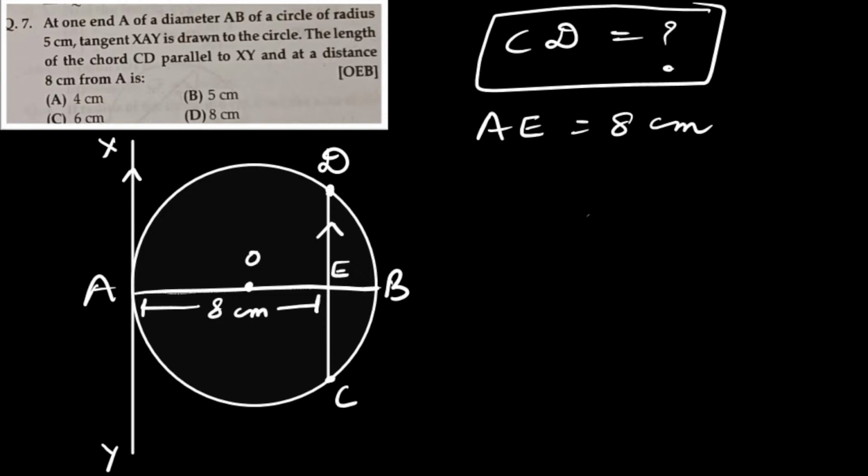Here is one concept I'll tell you. Diameter is a straight line, and the radius is also given to us. So we can join the center and point D, because we'll get a triangle. We'll join the center and point D or C, any point. If I join O to D, it will be the radius. And we have to find DE here. So let's join this also.